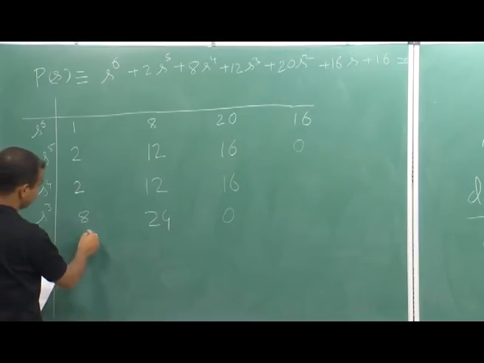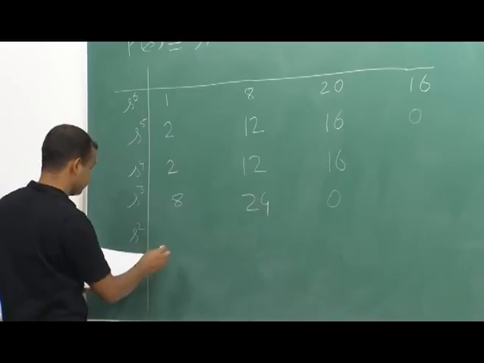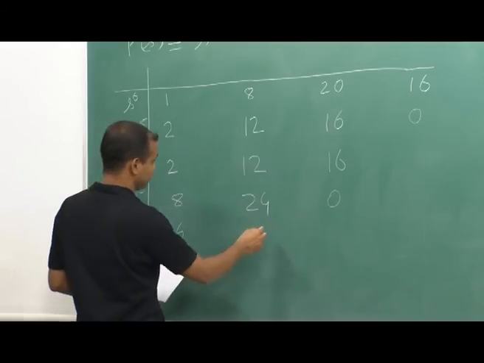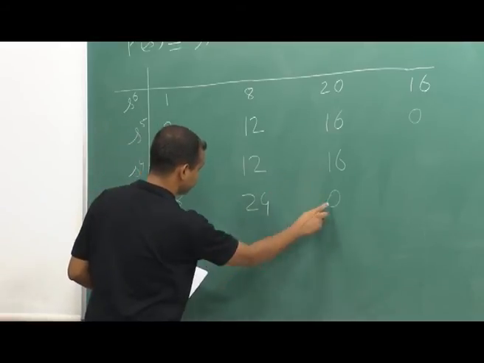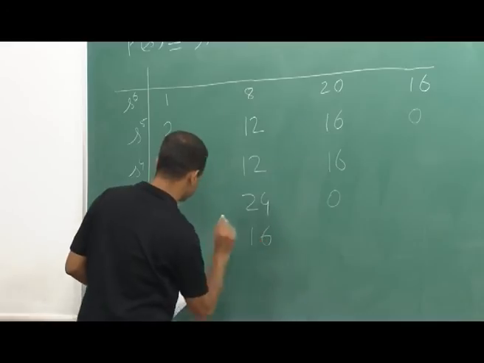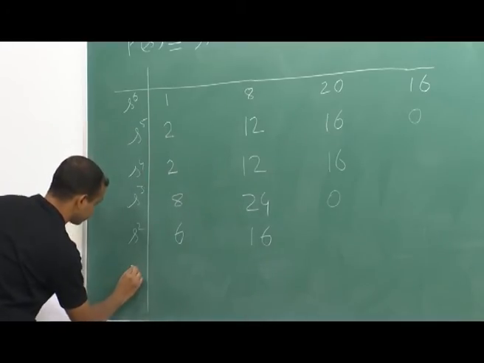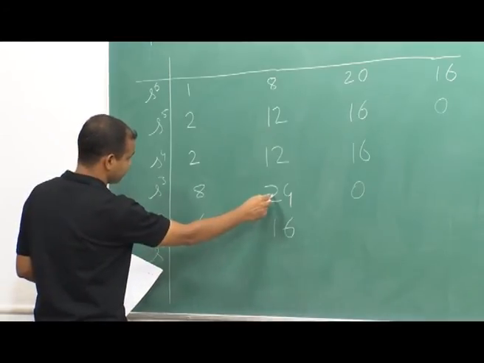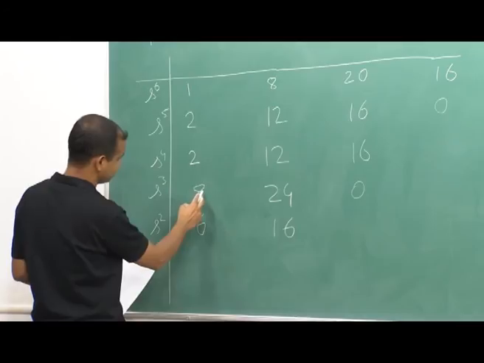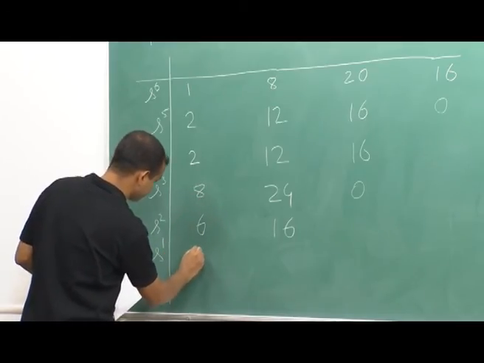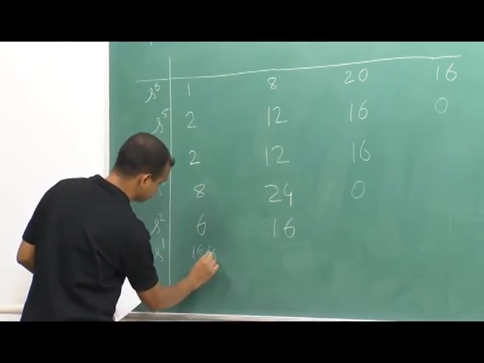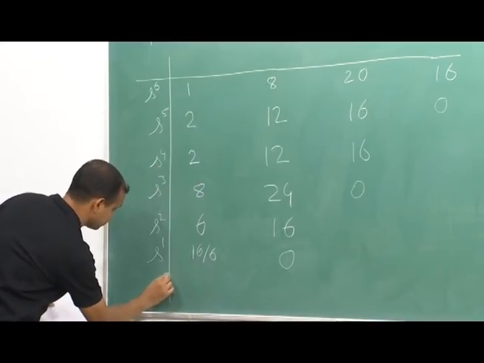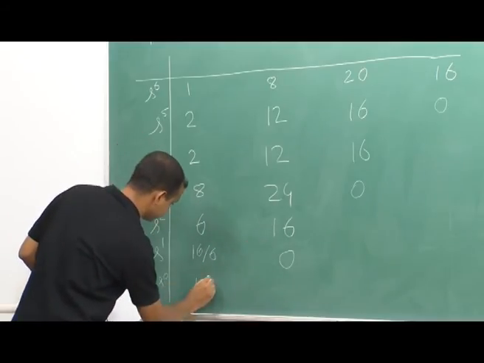The coefficient that I will get here will be 6. If I calculate, I will get 6, and here I will copy this 16 directly because here is 0. So this will be 16 for s to the power 1. Here I will get (24 into 6 minus 16 into 8) divided by 6, and this will be 16 by 6, and here is obviously 0. For s to the power 0, I will get 16.